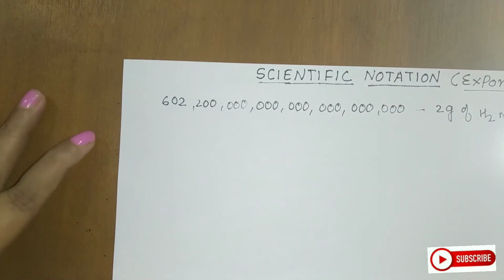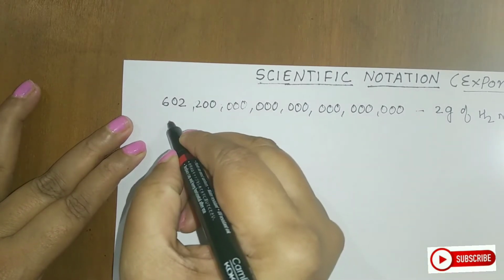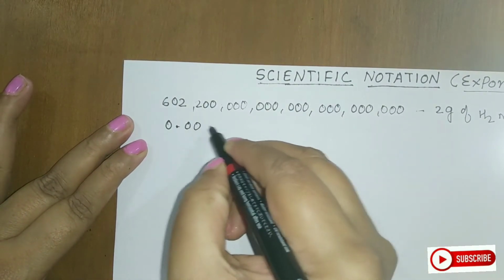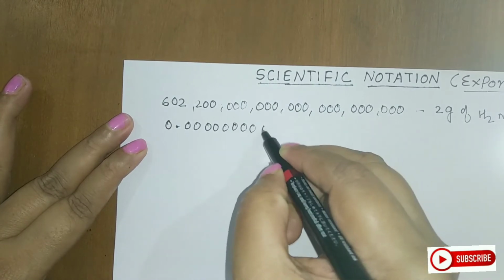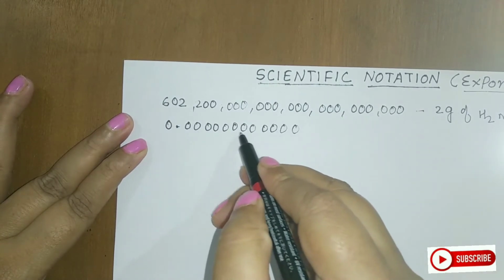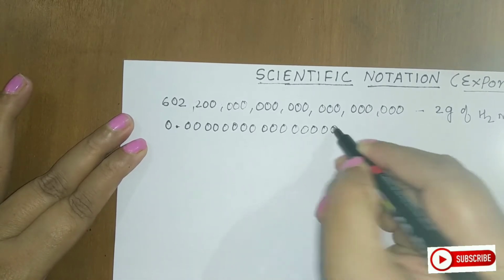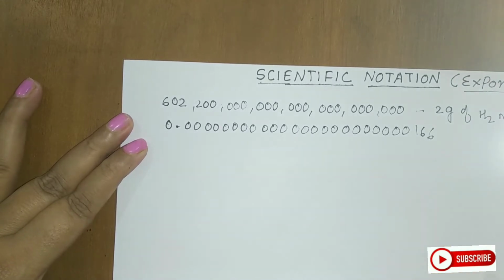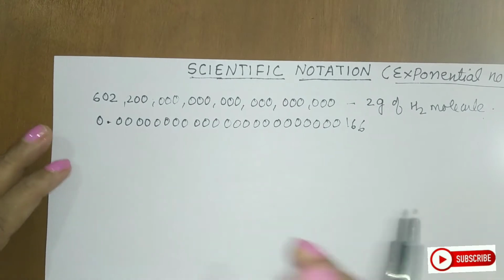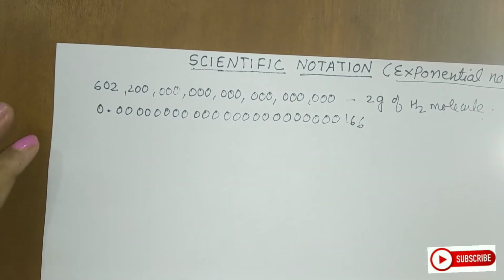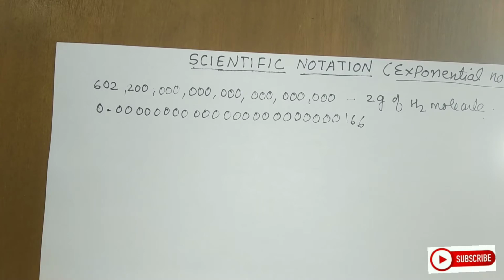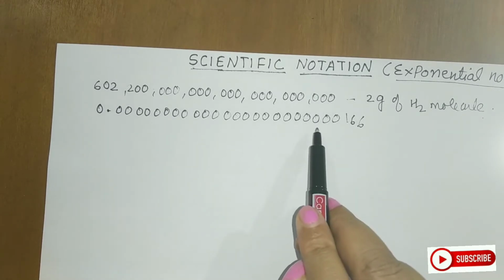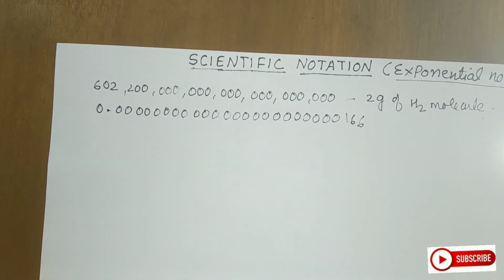Or they have to deal with small numbers like 0.00, with zeros continuing for 23 places, then 166. Isn't it very difficult to write such numbers during calculations? Therefore, we use a simple way to write those numbers, called scientific notation or exponential notation. Whether the number is big or small, we always prefer writing them in scientific notation.